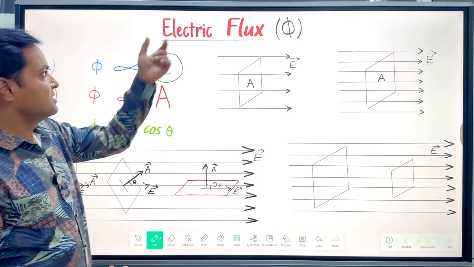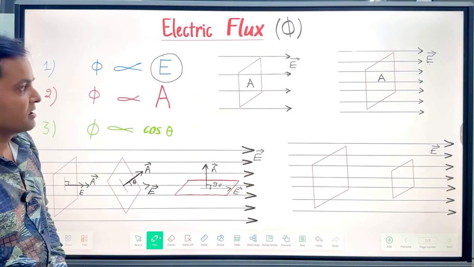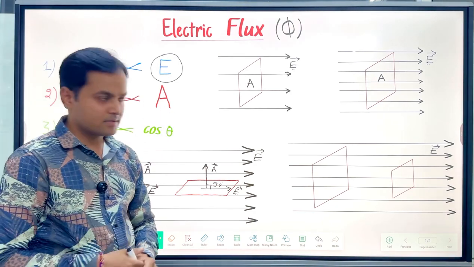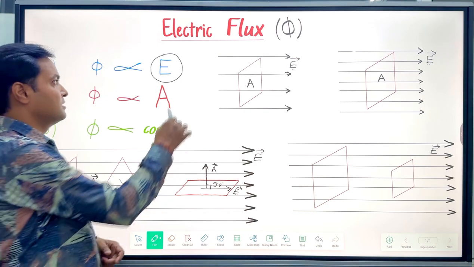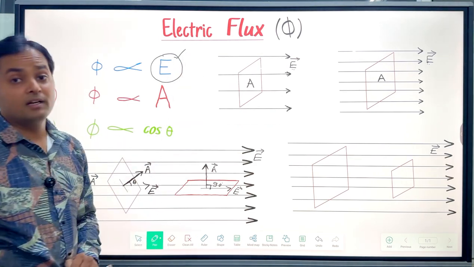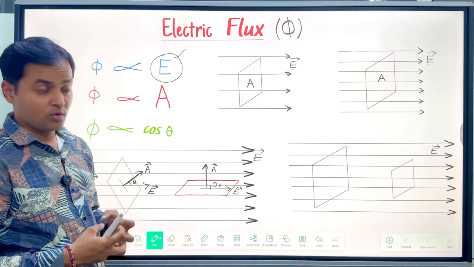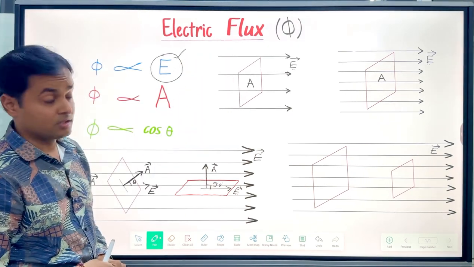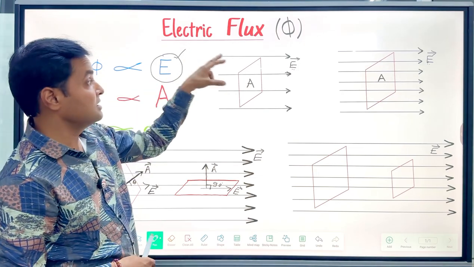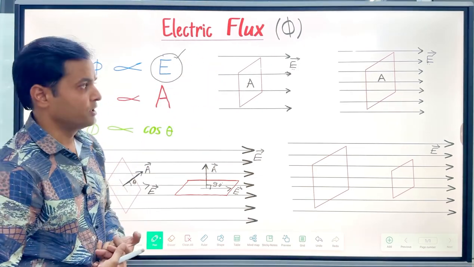Study the physical quantity called electric flux. To understand electric flux, we use simple diagrams and some terms. The first term is electric field intensity. The electric field intensity is more if electric field lines are closer to each other, and electric field intensity is weak if electric field lines are far from each other.